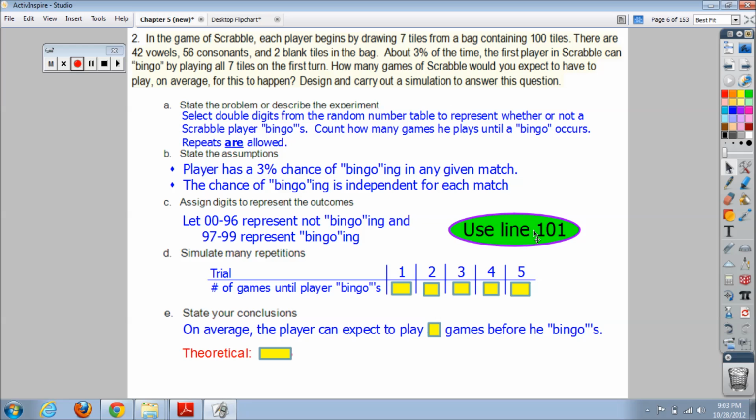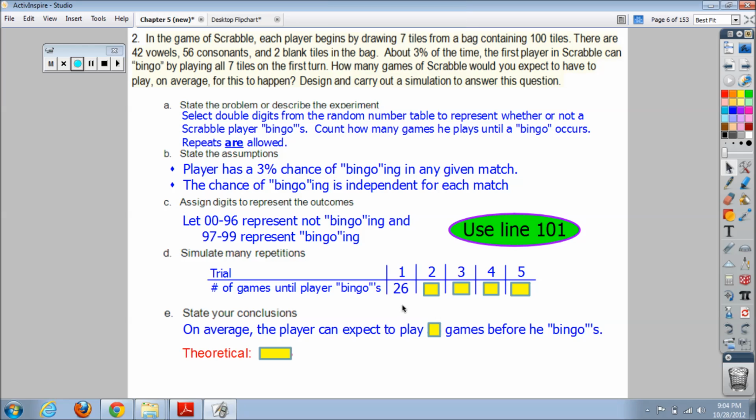Okay? So, if I were to use line 101, which is what I did here, and I only did 5 simulations, 5 trials, until I found the numbers 97, 98, or 99. I started at line 101, and I kept reading double-digit numbers until I came to a 97, 98, or 99. And the first time that happened, it took me 26 times before I found a 97, 98, or 99.